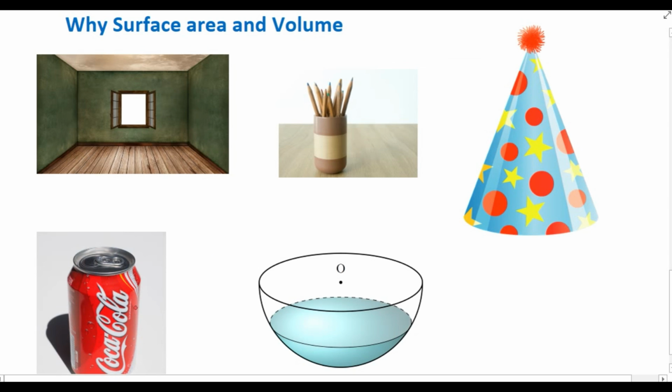Here, if you want to know the quantity of Coca-Cola contained in this tin, you should know the volume of a cylinder. Then you can easily calculate the volume of Coca-Cola contained in this cylinder. Next, you can see a hemispherical bowl, and suppose some milk is in this bowl. If you want to know how much milk this hemispherical bowl can contain, you should know the formula for the volume of a hemisphere. Then you can easily calculate the volume of milk that can be contained in this hemispherical bowl.